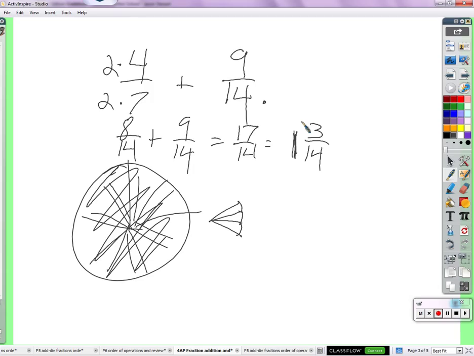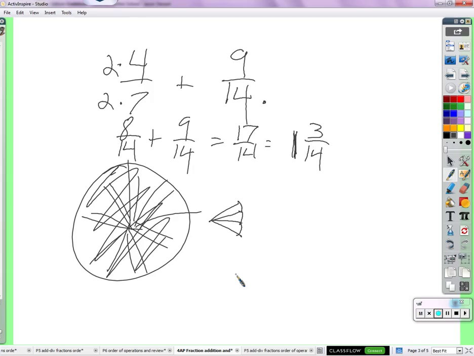If I had 14 more, I could make a second one. If I had 14 after that, I could make a third one. But we only have enough to make one, and we have 3 extras left. We did it. We have fractions.